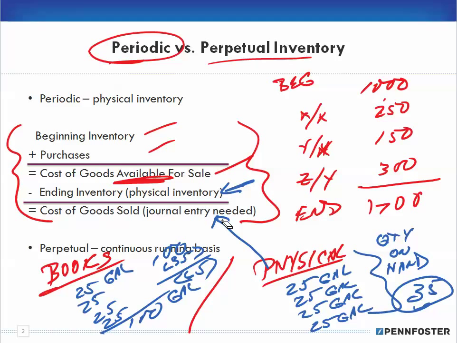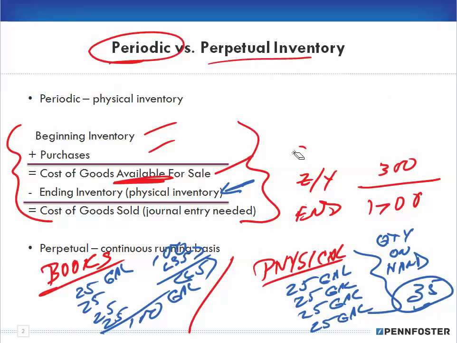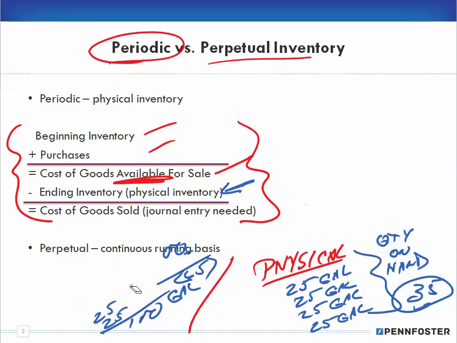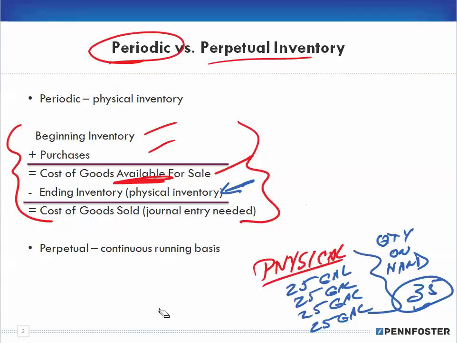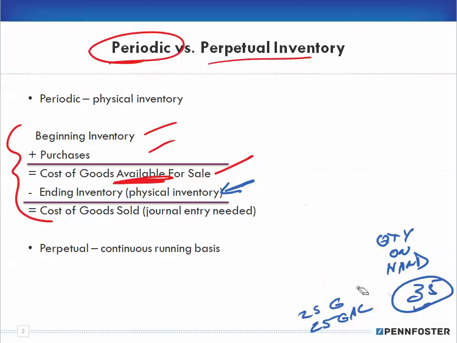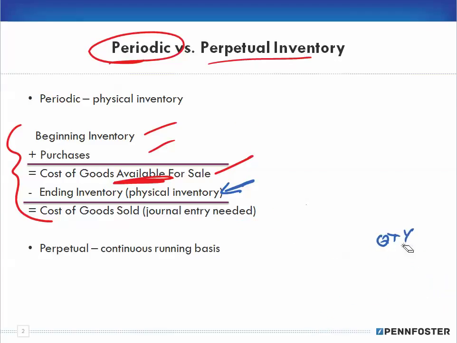Okay, so a journal entry needs to be made for that, and that's the difference between the periodic and the perpetual inventory system. Periodic, you don't have an accurate count until you actually do a physical inventory. Whereas with the perpetual, you always have an accurate count. But why would you use one and not the other?